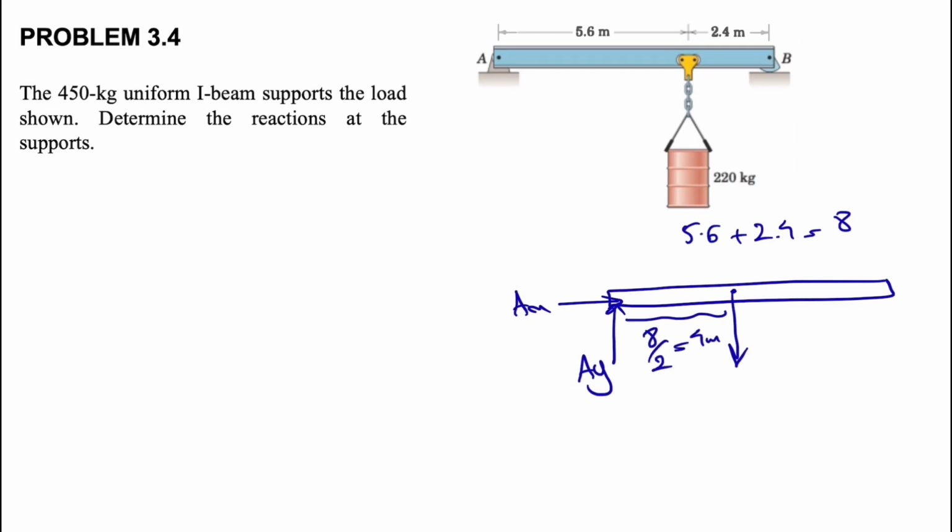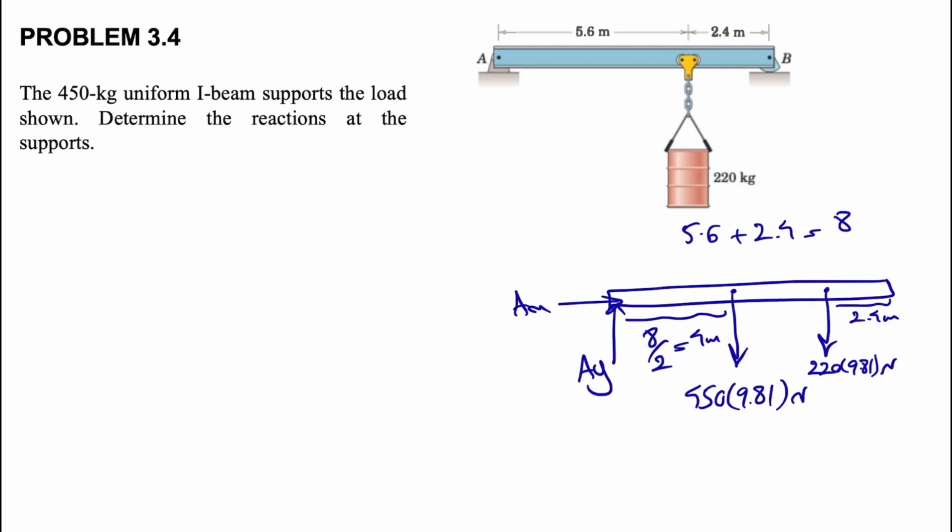And if we want to find the force, we simply have the weight, which is mass times gravitational acceleration. So we will have 450, which is the mass, times g, which is 9.81, and that will give us a force in Newtons. And we have also another force, which is the load, that we know is 2.4 meters from the other end. And similarly, we have mass times g, again in Newtons.